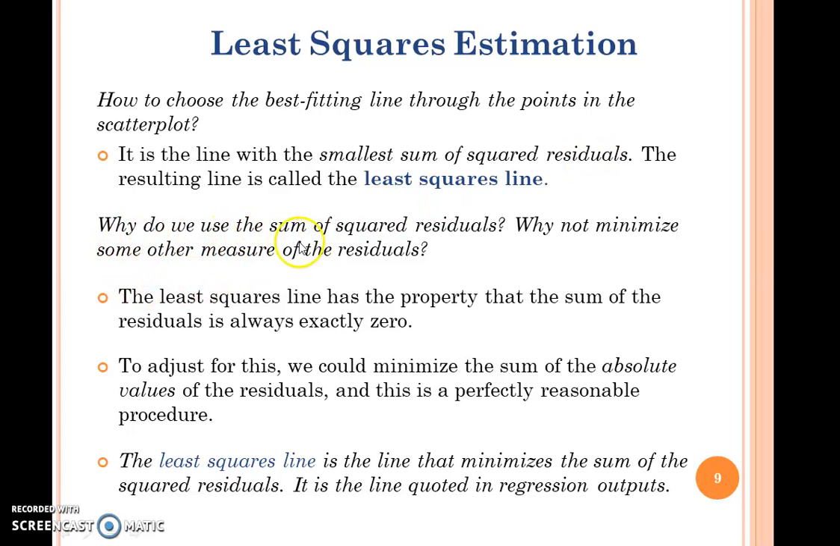Why do we use this sum of squared residues? Why not minimize some other measure of the residues? Because the least square line has the property that the sum of the residues is always exactly 0. To adjust for this, we could minimize the sum of the absolute values of the residues, and that is a perfectly reasonable procedure. Least square is one of the very important ones. The least square line is the line that minimizes the sum of the squared residues. It is the line quoted in the regression output.